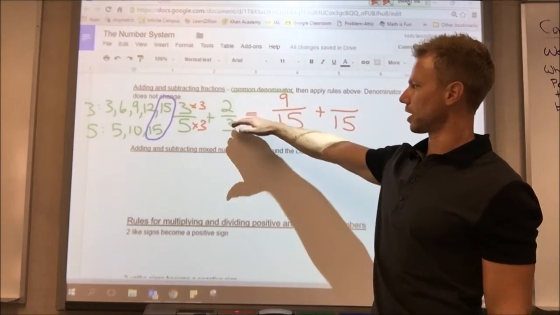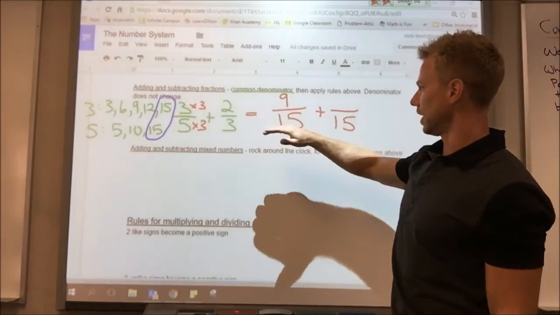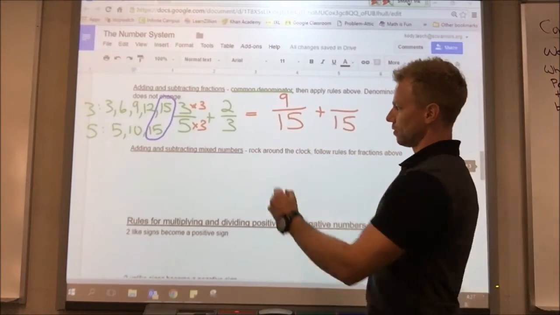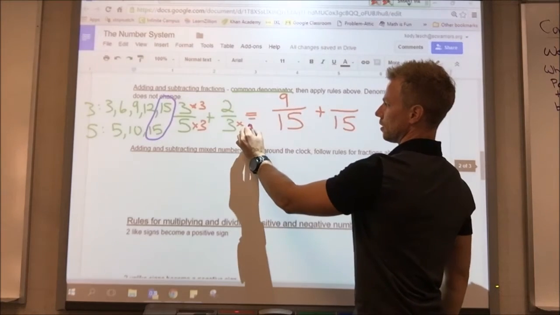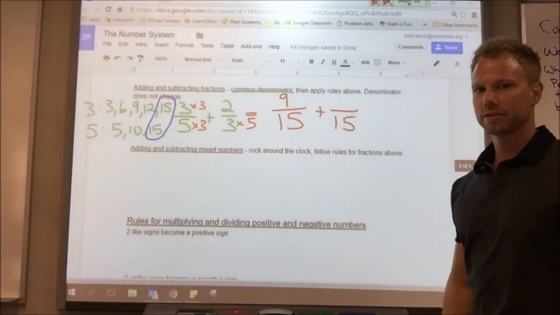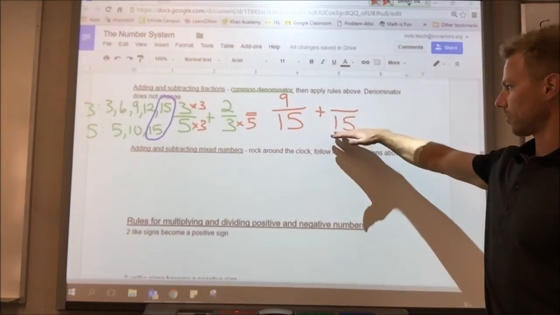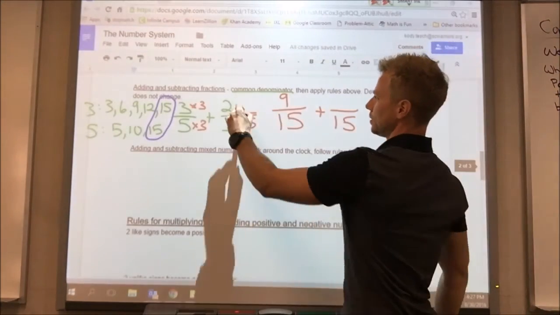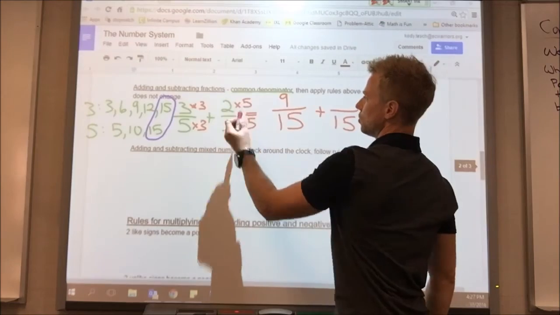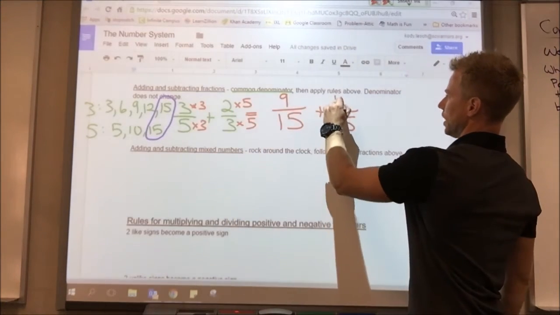Okay, with the second fraction, 2/3, we need to get 15 as well. So we have to think 3 times what is 15? Well, 3 times 5 is 15. That's how I got this 15 right here. So what I did to the bottom, again, I need to do to the top. So I'm going to do 2 times 5, which is 10.